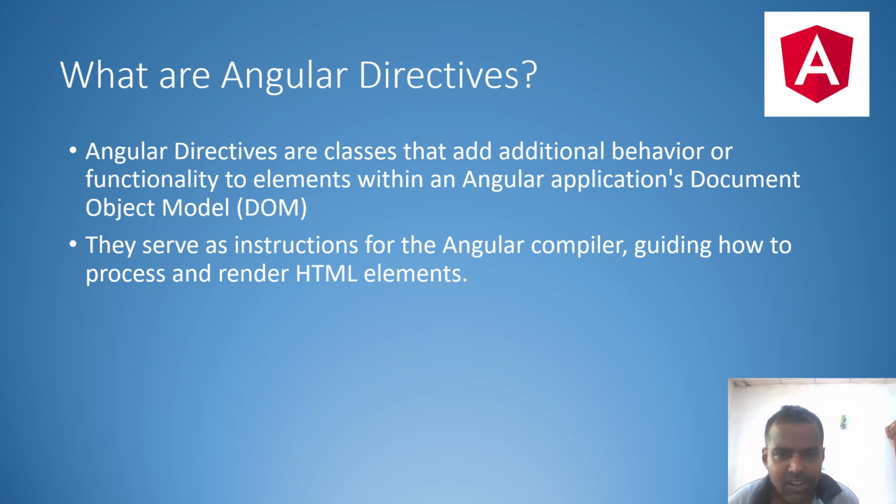In an Angular application, we use the document object model. It's like a tree-like model. In that tree, each node represents a UI element.